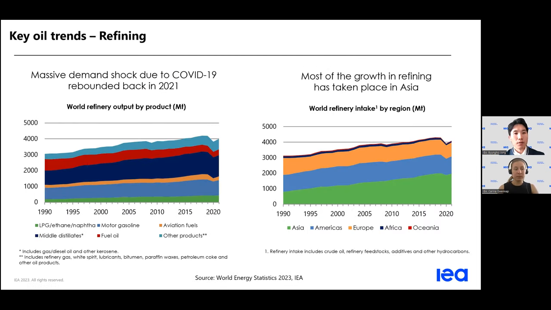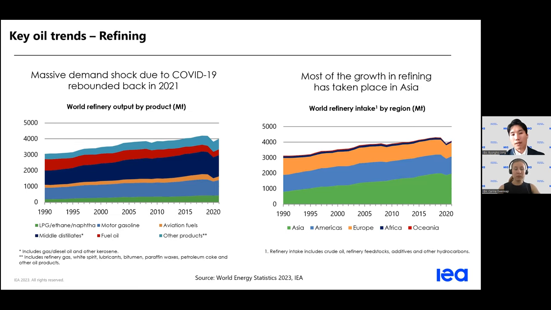Let's take a look at the refinery sector. On the left-hand side, this stacked graph shows the world refinery output by product. Apparently, back in 2020, we see a primary decline in oil demand due to the COVID pandemic crisis. And in 2021, based on our data collection last cycle, we see a rebound after the decline in 2020.